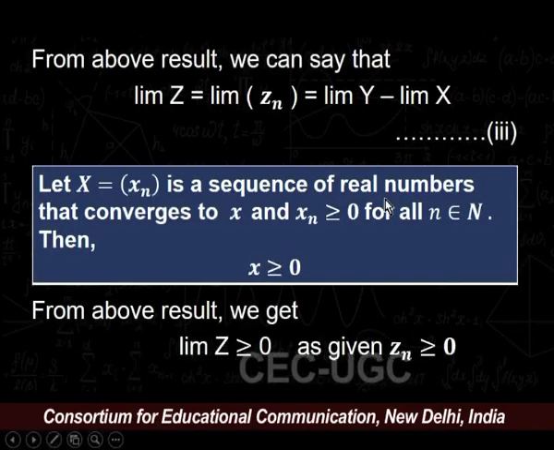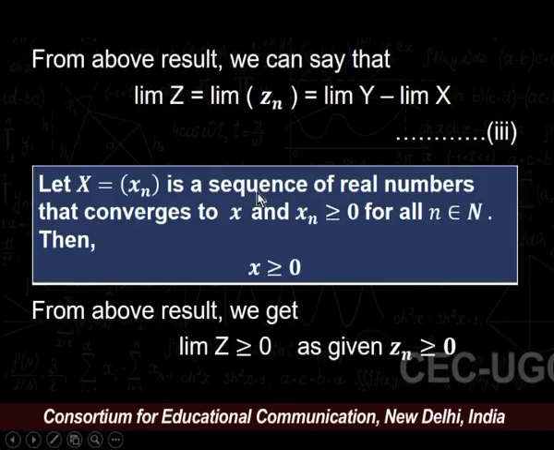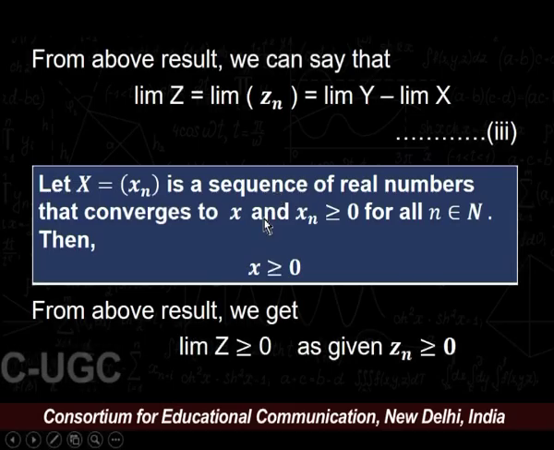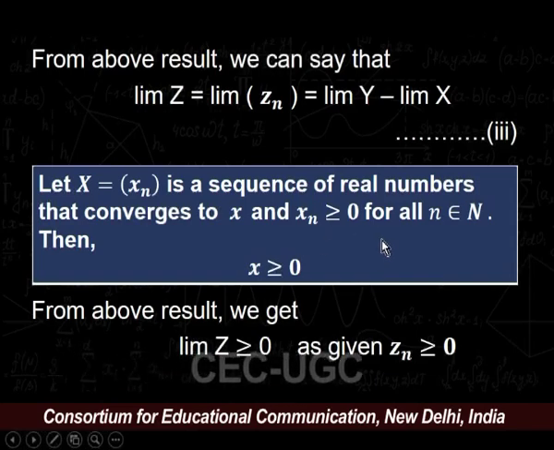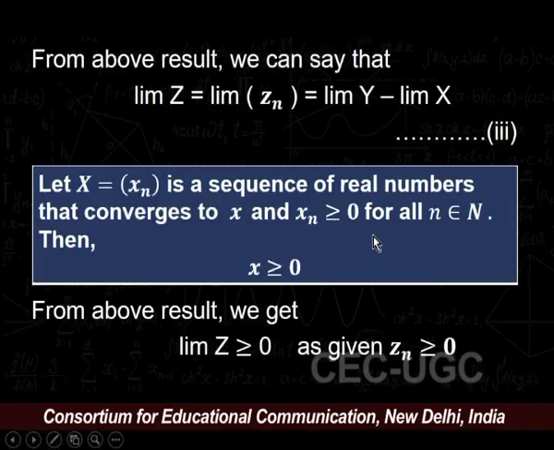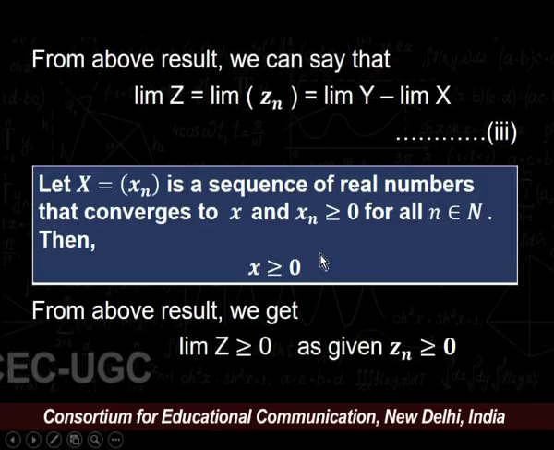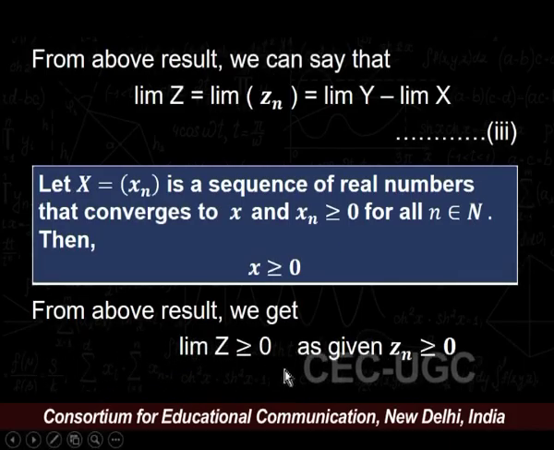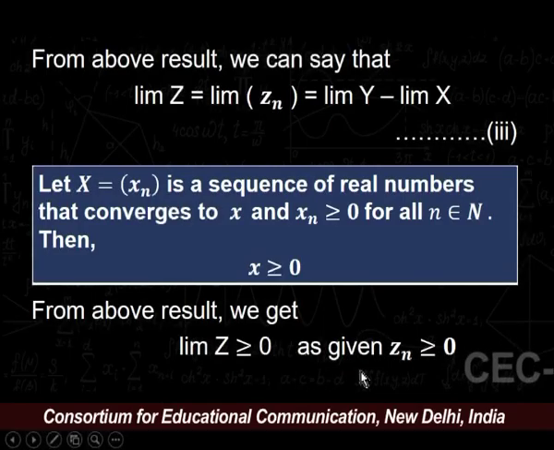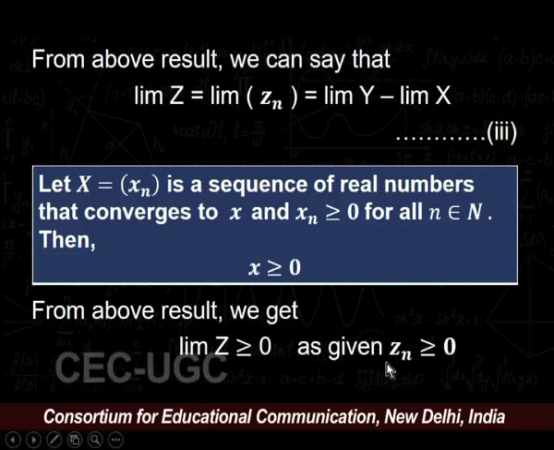Now again recall some result. Let X = (xn) be a sequence of real numbers that converges to x and xn is greater than or equal to 0 for all n belonging to the natural numbers. Then we can say that the limit x must be greater than or equal to 0. Hence, from the above result, we can say that limit of Z is greater than or equal to 0, as the sequence zn is greater than or equal to 0.